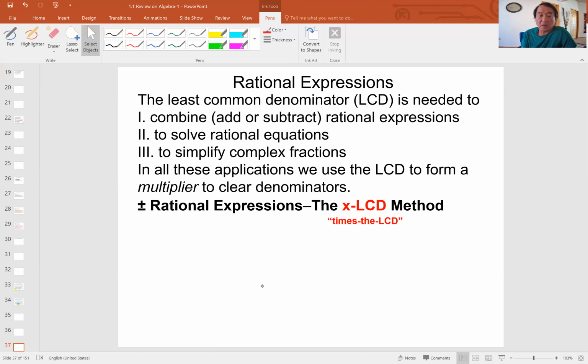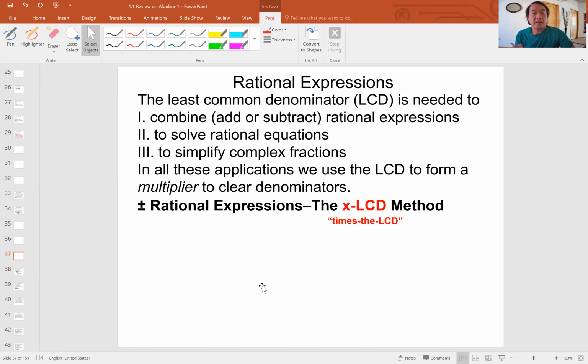And it's going to call the multiply-by-the-LCD method. Okay. And I assume that you know how to find the LCD. If you're having a problem or a question about how to find the LCD, look at the Math 260 sections on least common denominator to review. Okay.